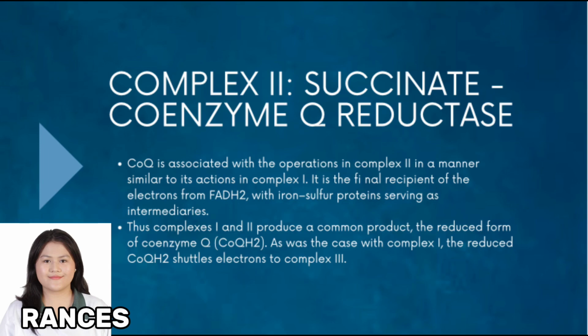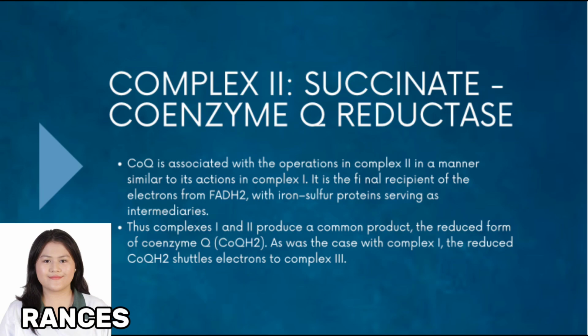What's significant here is that both complexes 1 and 2 contribute to the reduction of coenzyme Q to its reduced form, CoQH2. This reduced form is essential because it serves as the shuttle for electrons to move to complex 3. In the electron transport chain, this collaboration between complexes 1 and 2 highlights their interconnected roles in ensuring efficient energy production.